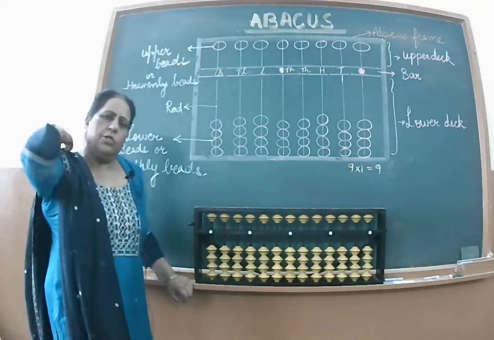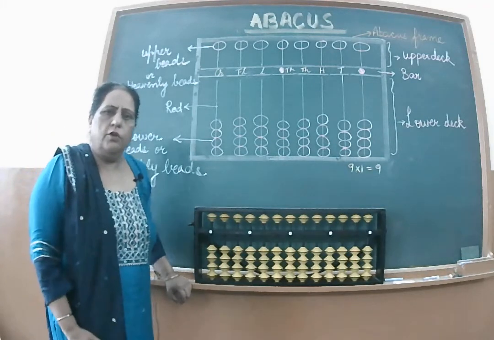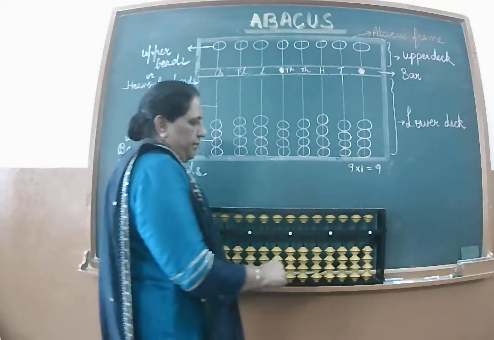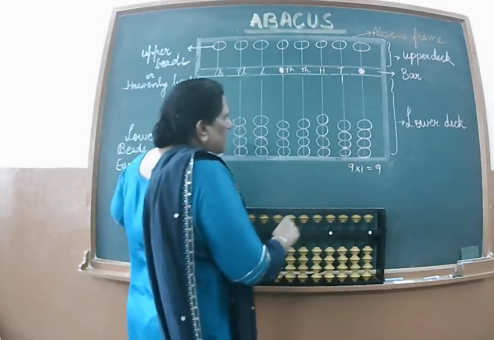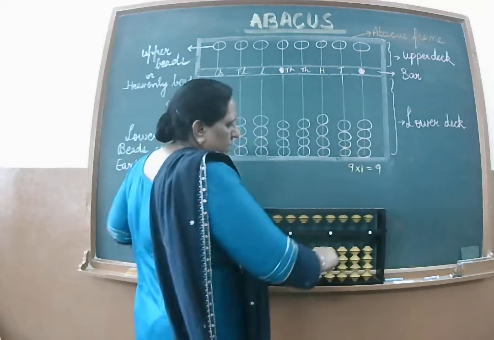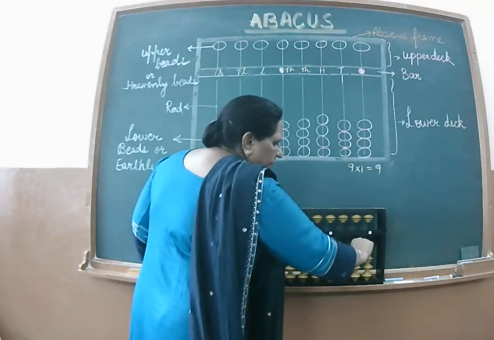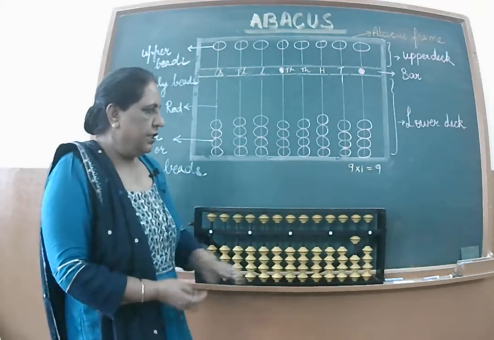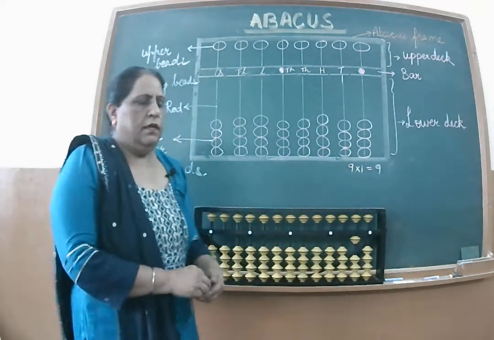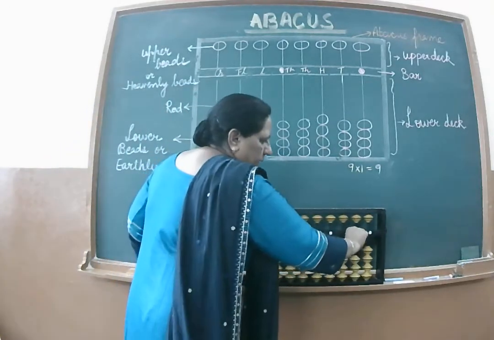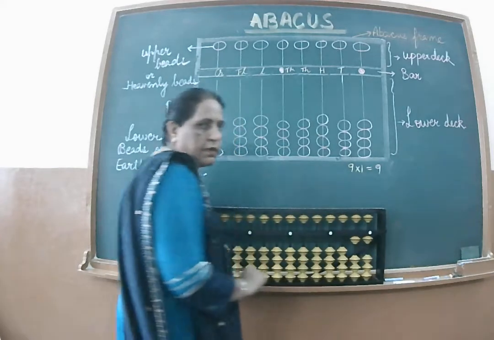If you want to show 10, then what will you do beta? If you want to show 10, then there is the tens place. This is the tens place. I put 1. It means this is 10 because it is at the tens place. Now if you want to show 11, then 10 plus 1, 11.